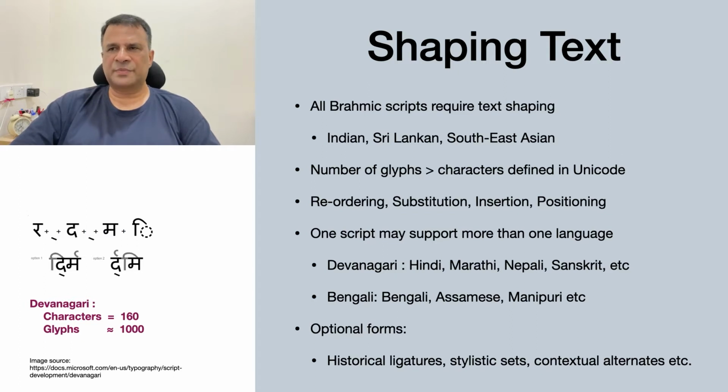Also, one script may support more than one language. For example, Devanagari is used to write Hindi, Marathi, Nepali, Sanskrit, and other languages. Bengali is used to write Bengali, Assamese, Manipuri, and other languages. There are also optional forms. There are historical ligatures. Some people may like using them. There are preferred styles for certain characters or glyphs. There are also contextual alternates, shapes of letters that may change based on their position in the text, in the string.